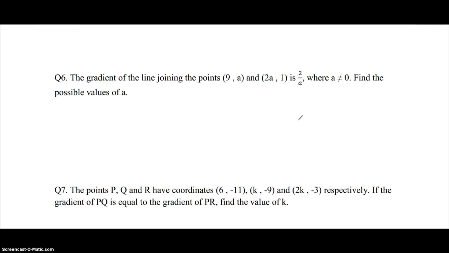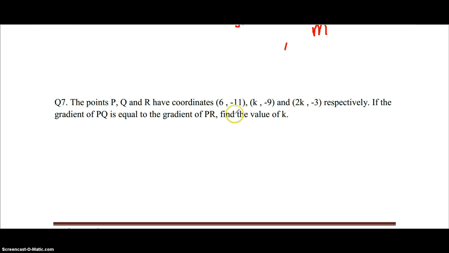This is a slightly tricky one, but I believe you'll be able to do it. Look here: the gradient of the line joining 2 points is 2 over A, and you find the possible values of A. You know that this is the gradient of these 2 points, and from these 2 points you can once again label your x1, y1, x2 and y2. I guess you should know what to do.